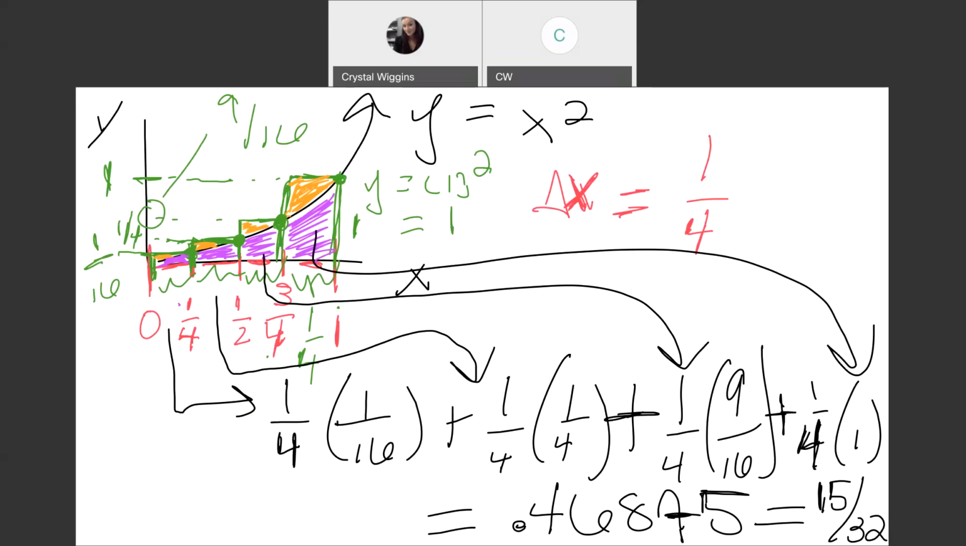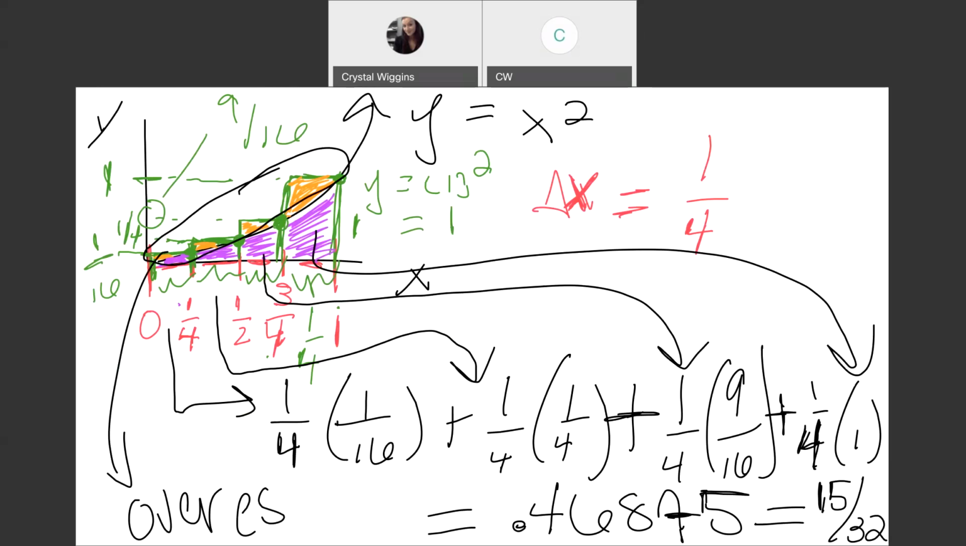Now remember, because we have overestimates, when we're asked if this is an overestimate or an underestimate, this one is an overestimate because the rectangles exceed the top of the function. And we'll see in some of our examples that that's not always the case. If we did left-hand rectangles in this particular case, we would have unused area under the curve and it would be an underestimate.